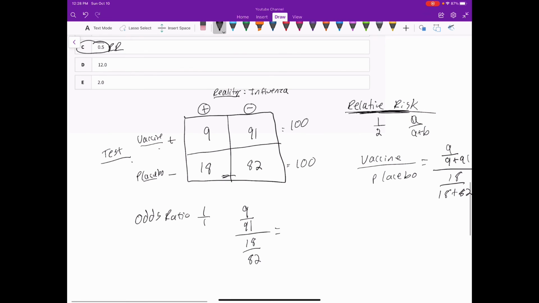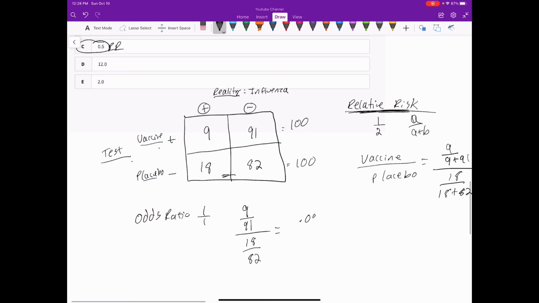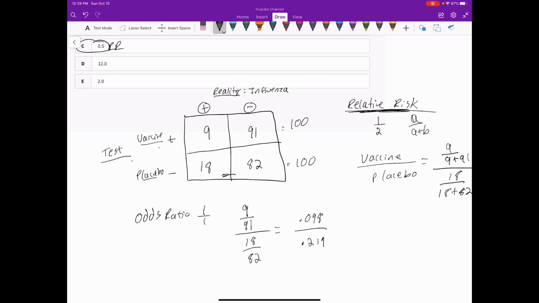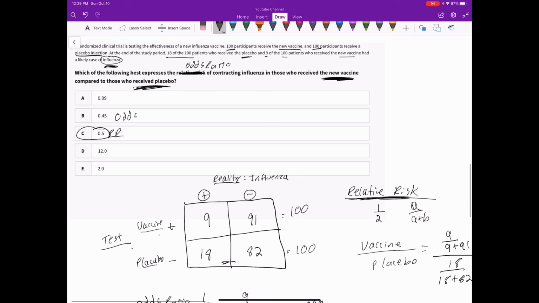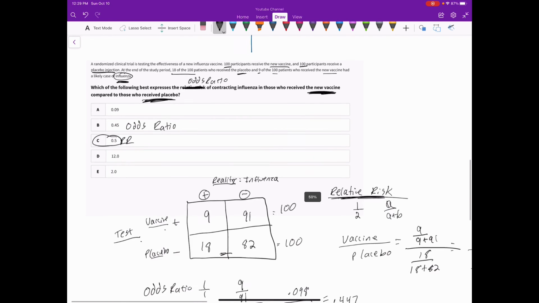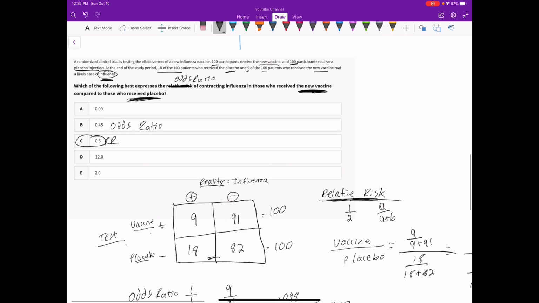Okay. So now we're going to break it down again. 9 over 91 equals 0.098. And then 18 over 82 equals 0.219. So now we put it in the calculator again. 0.098 over 0.219 is going to equal 0.447. So 0.45. So the odds ratio is going to be equal to that. So if we go up here, this is going to be the odds ratio. So that's really how you just determine odds ratio or relative risk in a question. Just take it slow and you got it.